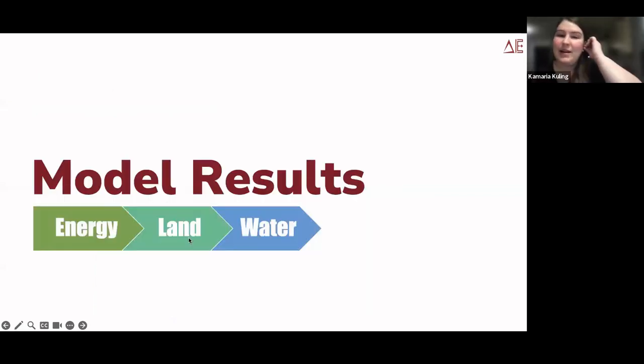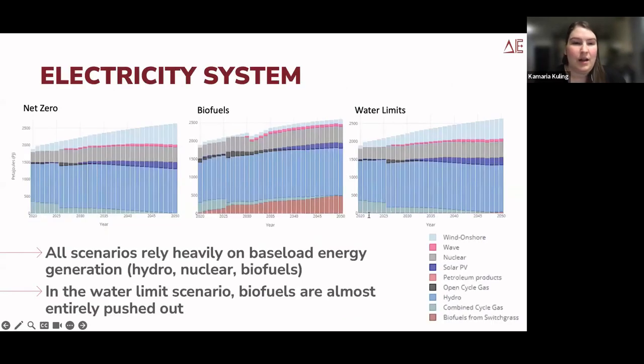Great. Okay, so now we can get into the model results. I'll start with the energy results, then land and water. So here you can see the electricity system. On the left is our baseline net zero. And this is a least cost optimization model. So it is in the baseline scenario with no switchgrass biofuels. The model is choosing the least cost outcome to reach net zero by 2050.